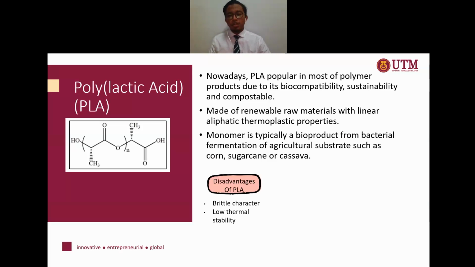Nowadays, PLA is popular in most polymer products due to its biocompatibility, sustainability, and compostability. PLA is made of renewable raw materials with linear aliphatic thermoplastic properties. PLA starts from a monomer, which is lactic acid, and this monomer is typically a byproduct from bacterial fermentation of agricultural substrates such as corn, sugarcane, or cassava.